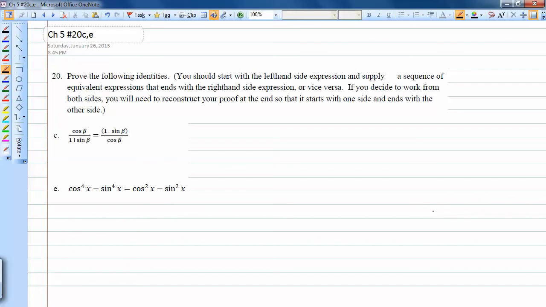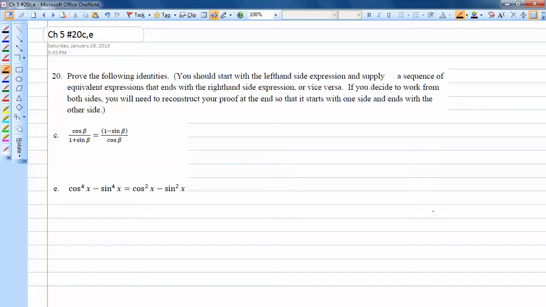Okay, so chapter 5, number 20, we'll do a couple parts. So we're proving trig identities, and the general idea is you want to start with a complicated expression. In part C, I don't really think either one is more complicated than the other. Then you want to just simplify it as much as possible, see if you can get it to look like the other side.